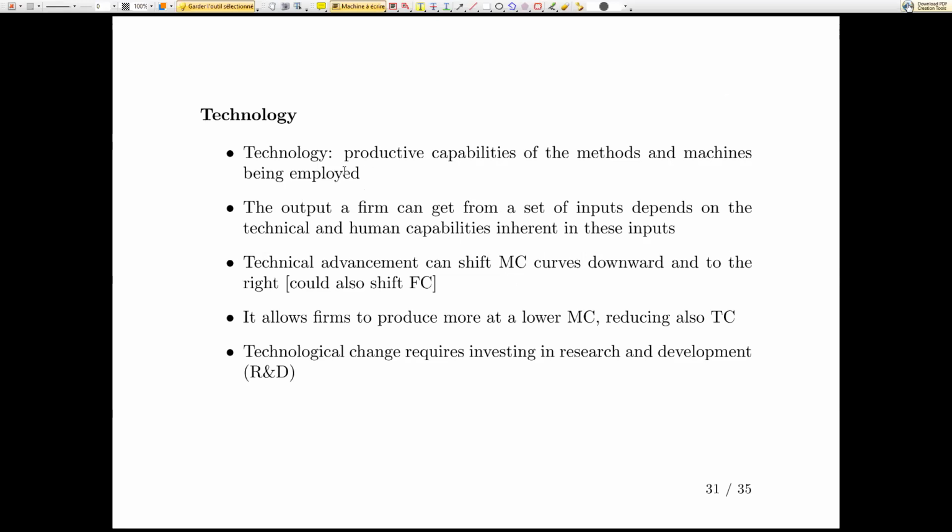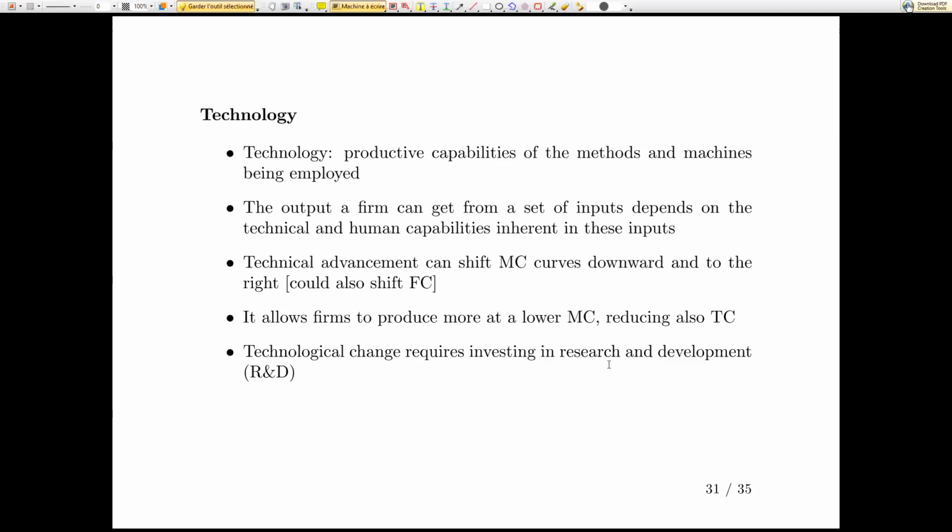So technology can be the productive capabilities of the methods and the machines being employed, the output a firm can get from a set of inputs, which depend on human capital, which are inherent to these inputs. So I'm a bit repeating myself here. That's a bit redundant. So technology allows firms to produce more at a lower marginal cost, so it reduces the total cost.